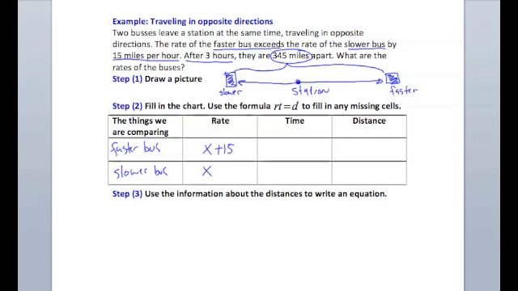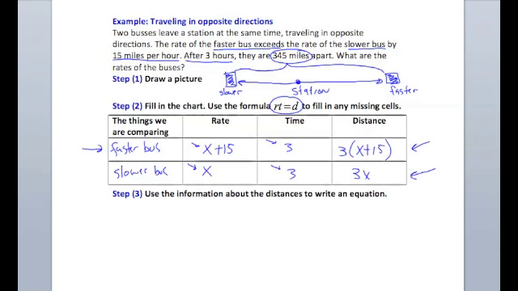Now let's go to the time. Well, both buses have been traveling for 3 hours. So we would put that in. Now we can use rate times time equals distance to fill in these two distances the buses have traveled. If I take for the faster bus the rate times the time, it will give me the distance this bus has traveled. Here's the rate, here's the time. So I would take 3 times x plus 15 to get that distance. Same thing with the slower bus, the rate times the time, and the way that we write x times 3 usually is just 3x. Alright, I've filled my chart in.